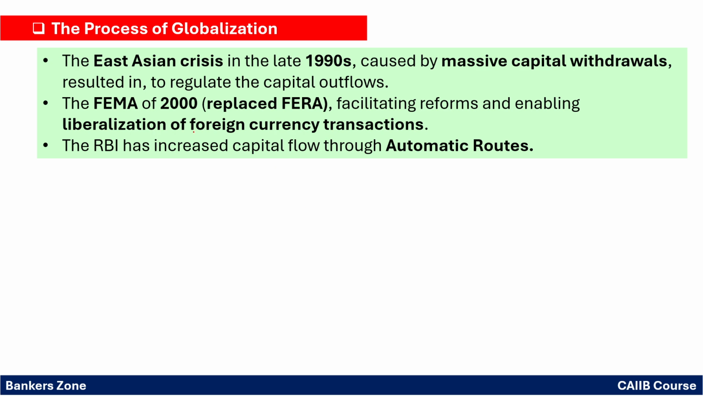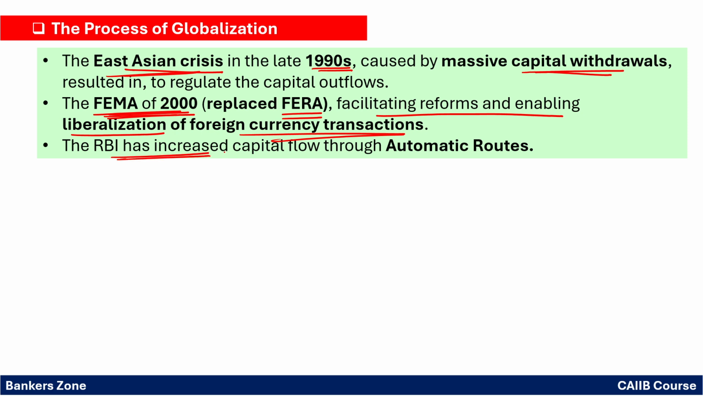See, the East Asian crisis happened in 1990. That was due to massive capital withdrawal. India was also one of the parts of it. That's why we went for the LPG reform. Okay. FEMA in 2000: a modified version, which replaced FERA, the Foreign Exchange Regulation Act. FEMA is the Foreign Exchange Management Act, which facilitated reform, that is, liberalization of foreign currency transactions. We will discuss that in detail in the second unit, right?